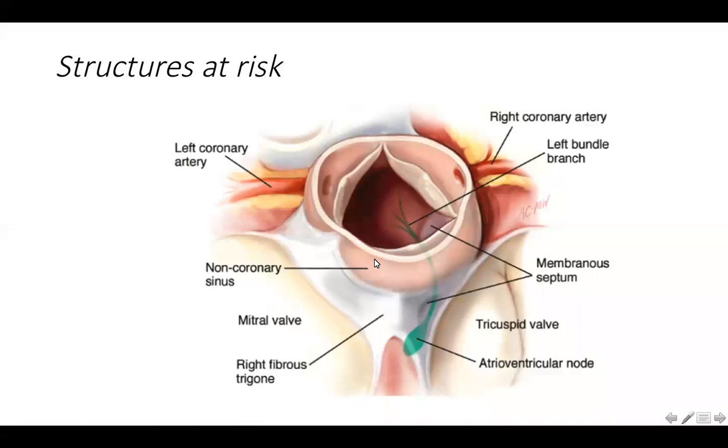If you do mitral surgery and take a deep stitch, you may end up with AI. Why? Because you may take the non-coronary cusp with you during the procedure. So be careful about the structures related to the aortic valve.